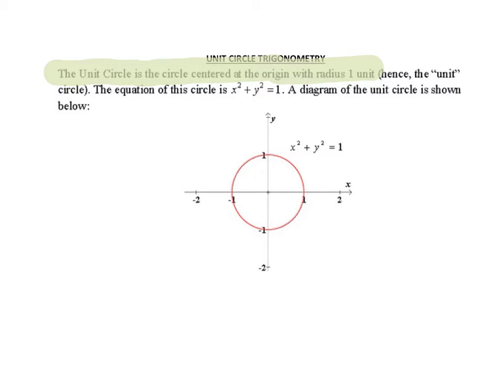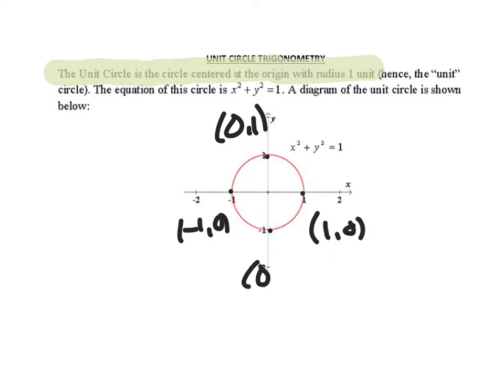Hence, the unit circle. The equation of the circle is x squared plus y squared equals 1, and here's a diagram below. So things we should label right off the bat are these four main points. So that first point, I went over 1 and up 0. The second point here is 0, 1, negative 1, 0, and then obviously 0, negative 1. Those are our four main points on the unit circle.